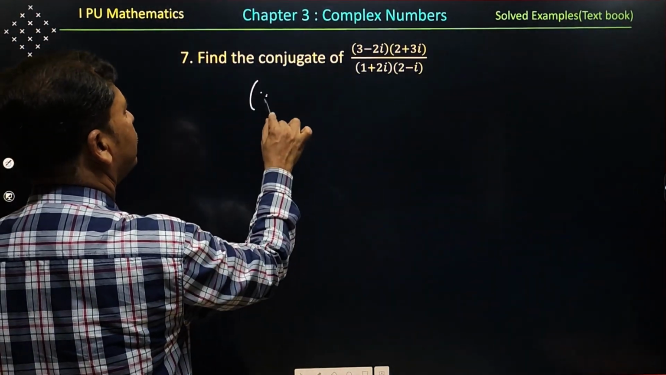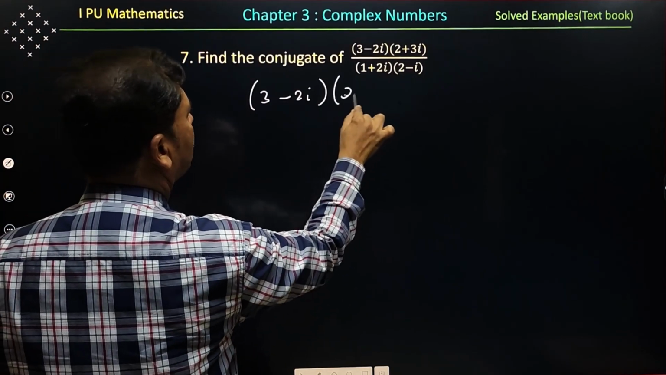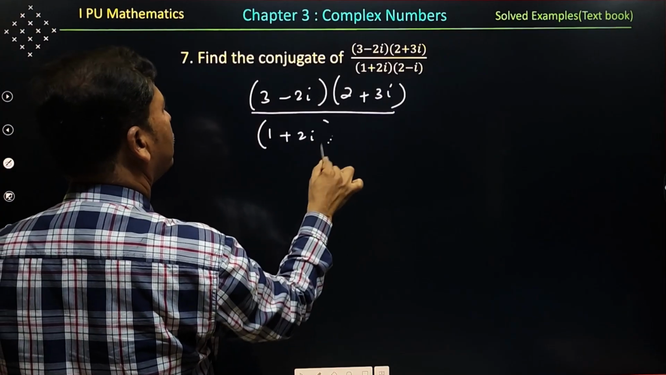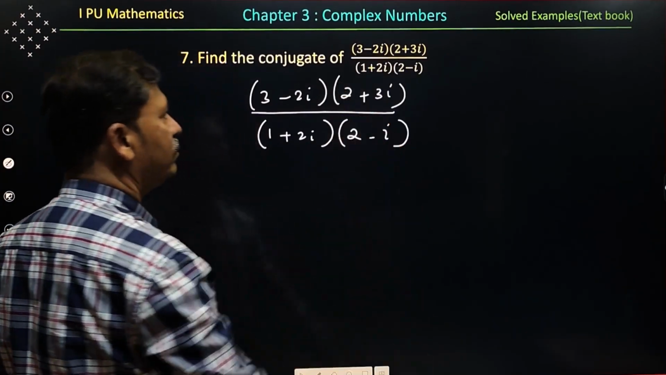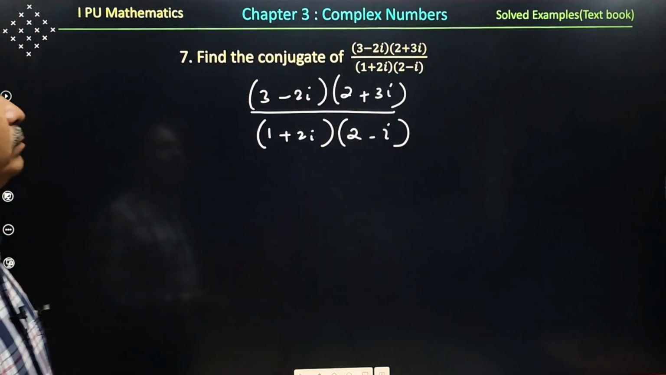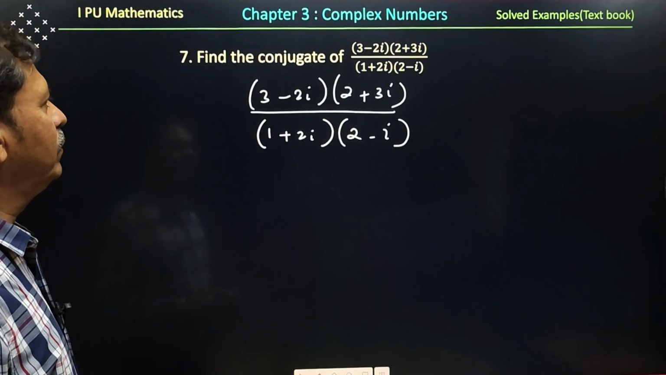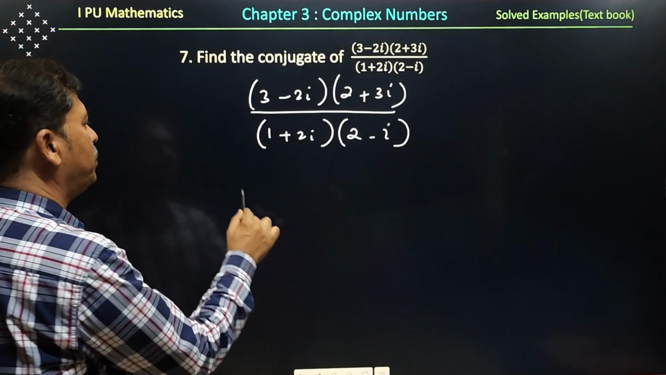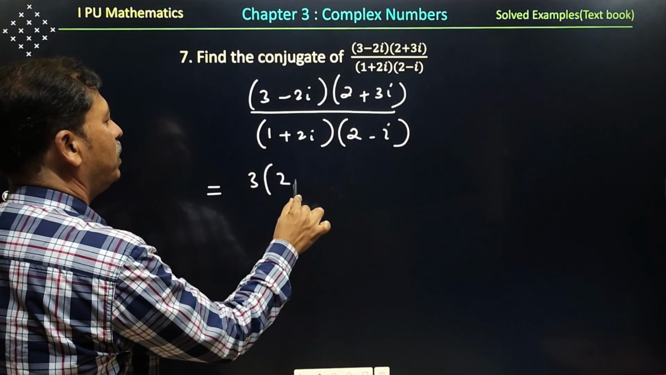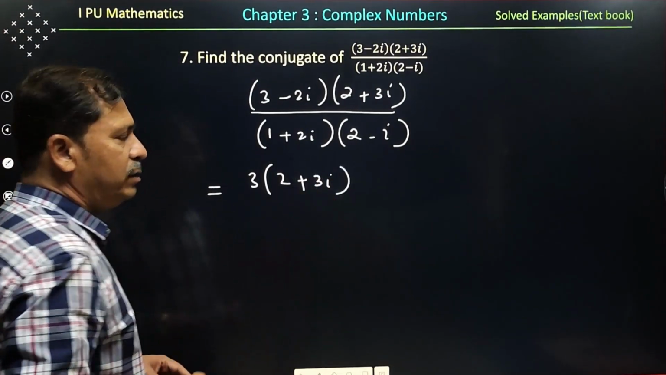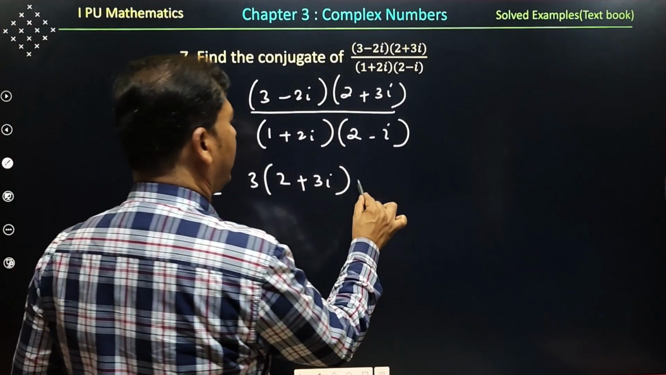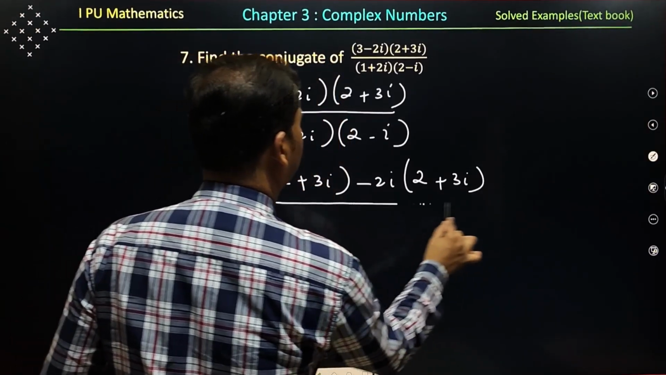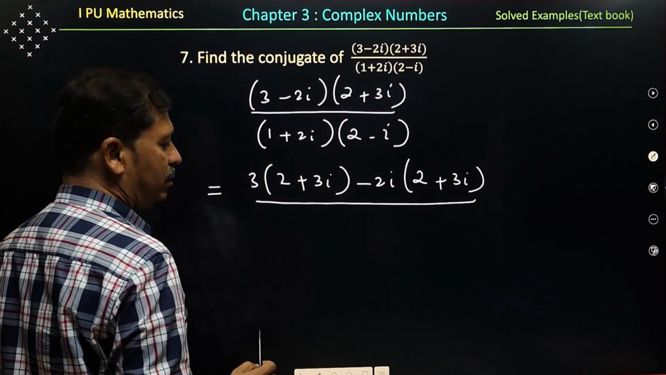Let me take 3 minus 2i into 2 plus 3i divided by 1 plus 2i into 2 minus I. This is the given problem here. First of all, you need to multiply numerator and denominator as usual. Product of complex numbers concept as usual. 3 into bracket 2 plus 3i, you write. Then you write minus 2i bracket 2 plus 3i, you write. And then divided by 1 into bracket, again there is an error.